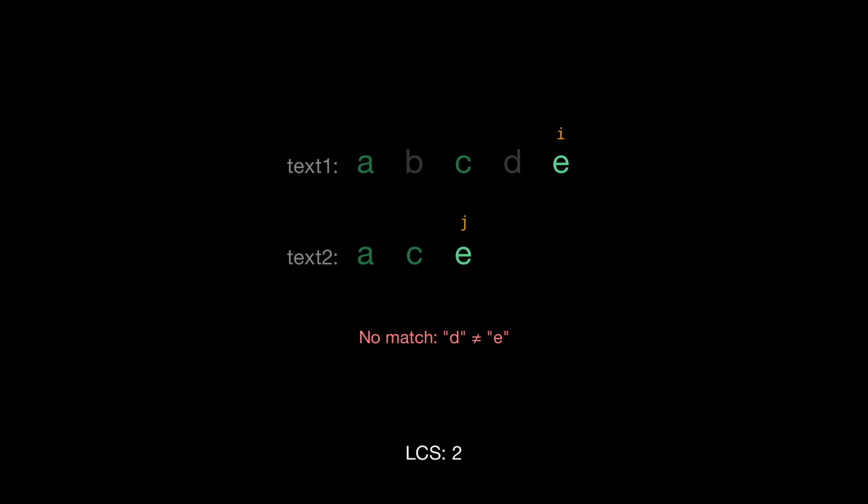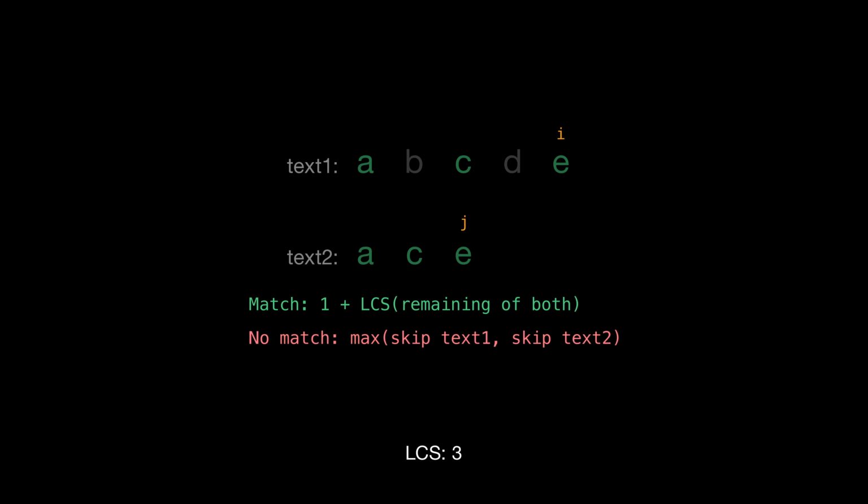And because we end up pointing to the common character E, we can once again increment our longest common subsequence to 3. At this point, we've reached the end of both strings. So we can return 3 as the longest common subsequence between A, B, C, D, E and ACE. And so to recap, when characters match, we can set the longest common subsequence to 1 plus the longest common subsequence of the remaining characters. And when they don't match, we can try skipping from either string and take the maximum longest common subsequence between the two.